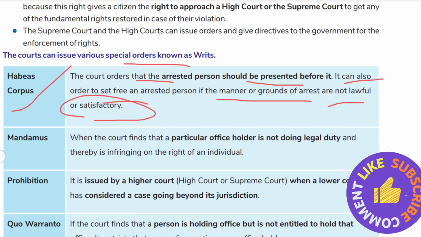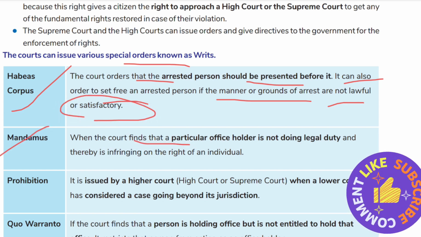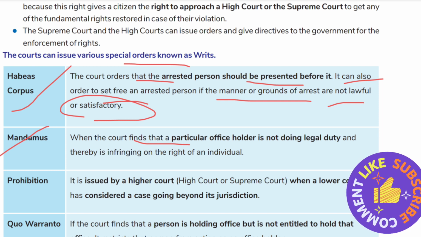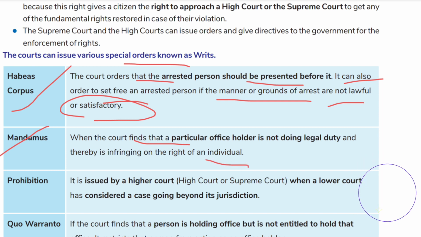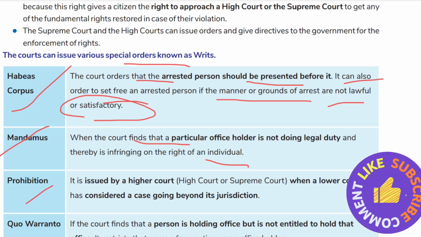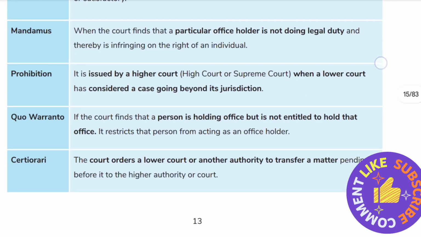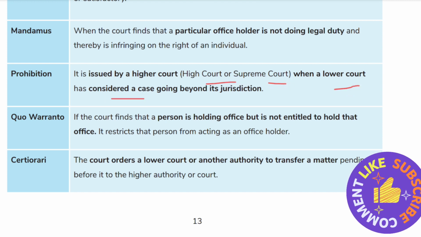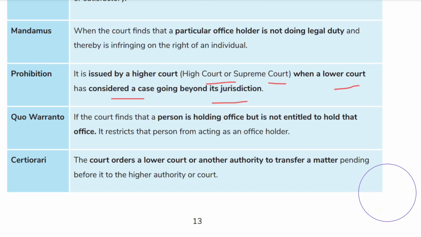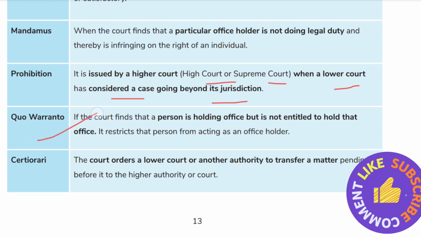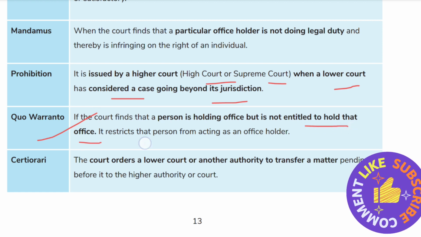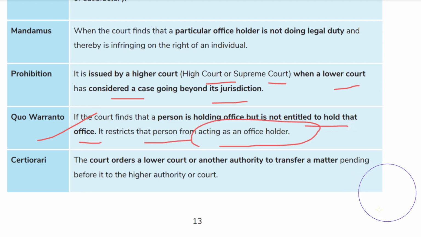Mandamus: when the court finds that a particular office holder is not doing their legal duty and thereby is infringing on the right of an individual. Prohibition: it is issued by the higher court, meaning High Court or Supreme Court, when a lower court has considered a case going beyond its jurisdiction. Quo warranto: if the court finds that a person is holding office but is not entitled to hold that office, it restricts that person from acting as an office holder.